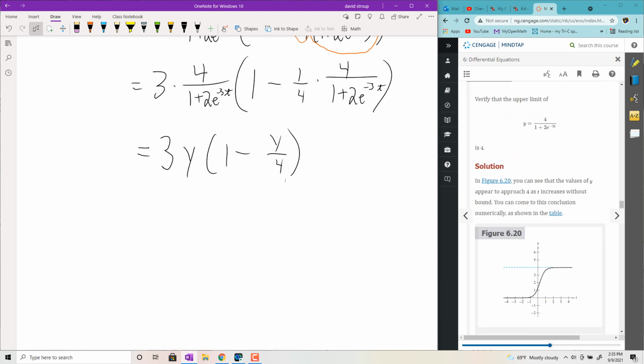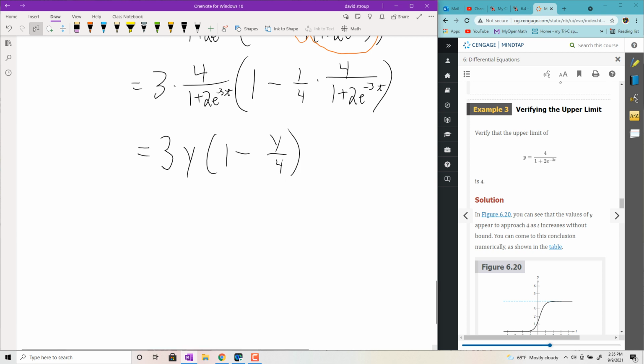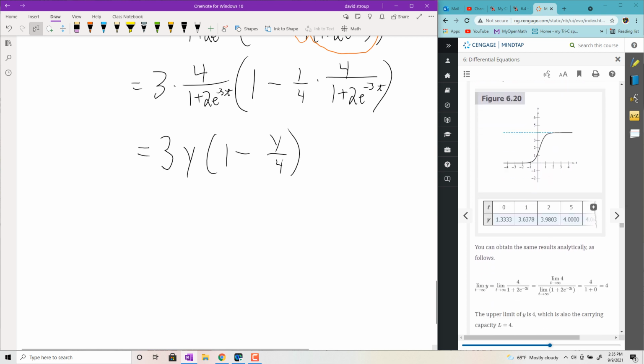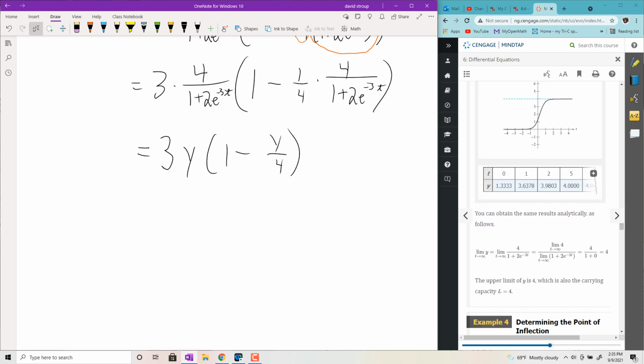Great. What's the upper limit of this differential equation? Well, it's just 4. All you have to do is look at the numerator. They do a nice little picture there. And again, they talk about taking the limit of this thing as t goes to infinity. So you would have 4 all over 1 plus 2e to the negative 3t. The limit of 4 would just be 4. The limit of 1 would just be 1.